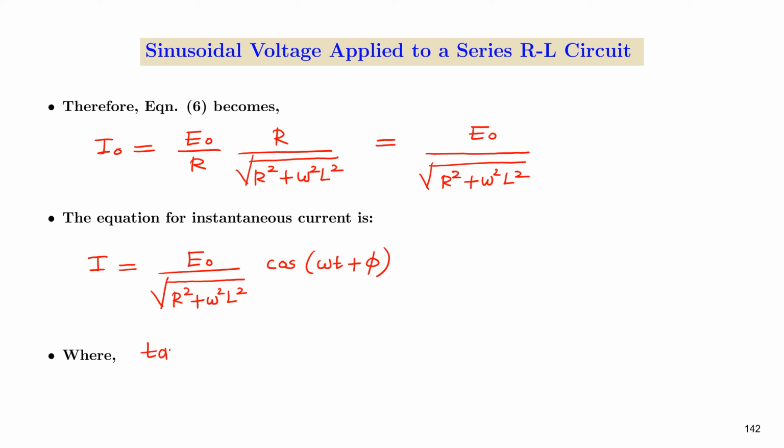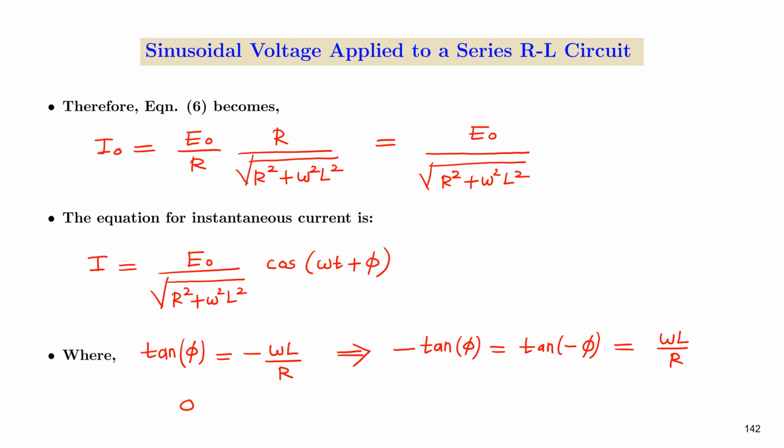where the phase angle is given by tan phi equal to negative of omega L over R, or this is minus of tan phi equal to tan of minus phi equal to omega L over R, or the phase angle phi is equal to negative of tan inverse omega L over R. Here it is instantaneous current, so we have to write this as I(t). Note that here the phase angle is negative.